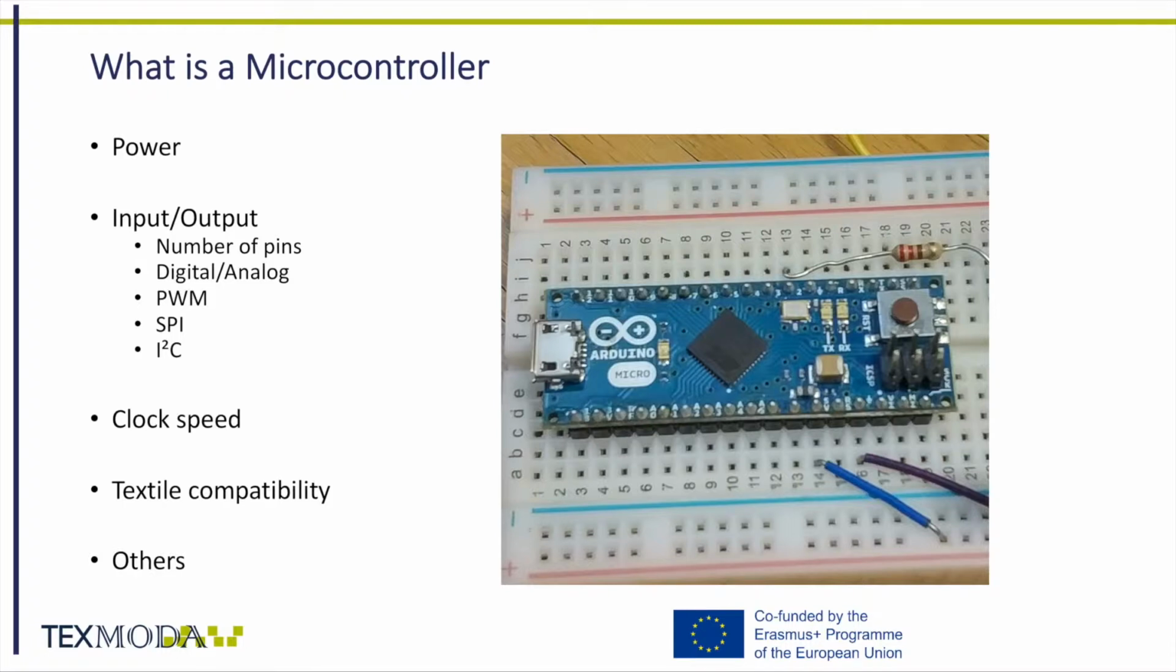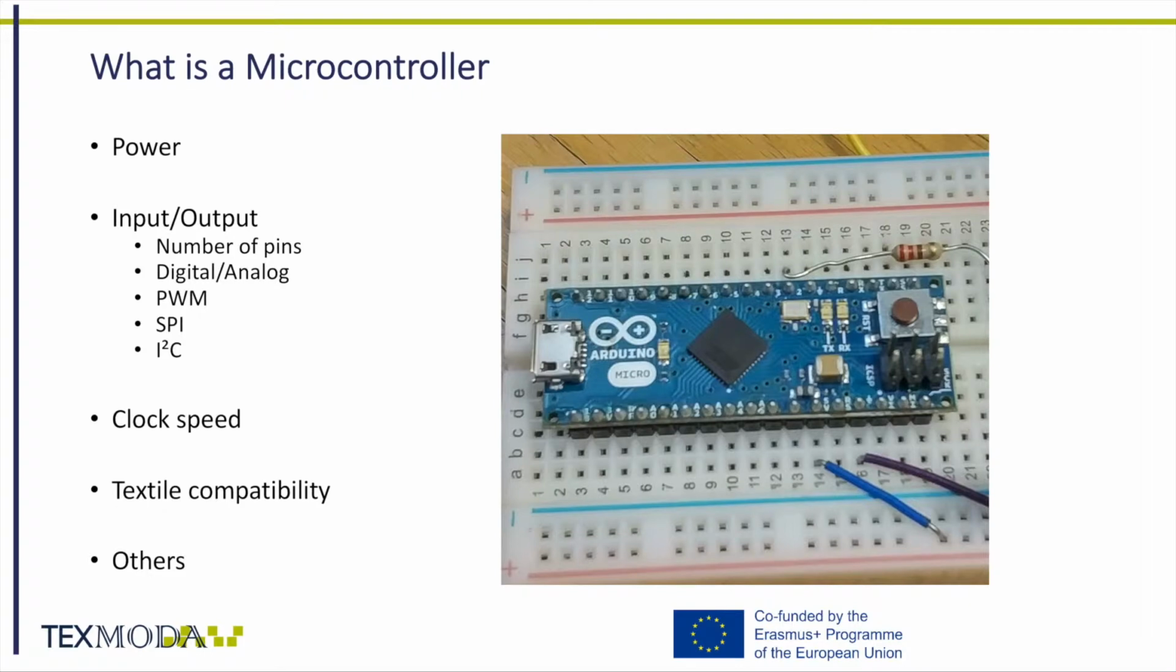The second criterion is the input and output pins. How many sensors or actuators can be connected to the microcontroller? Is there an analog input pin for the sensors? Is it possible to send numerical information to the actuator via a PWM output? Is it possible to use the SPI or I2C buses for data transmission? All these criteria decide the extendability of the microcontroller and the choice of sensors and actuators.